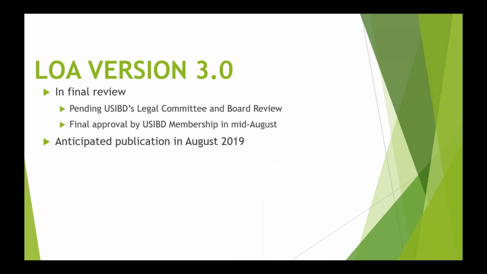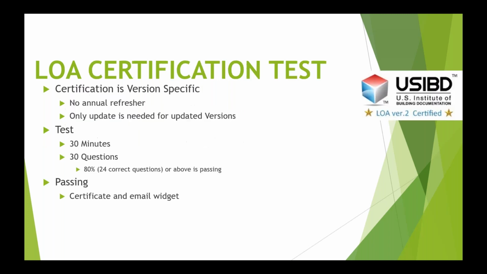So where are we at right now? The LOA version 2 is currently out there. There's an LOA version 3. It's in final review. It's pending our legal committee and board review. Once that's done, all of our LOA documents actually go through a final ratification approval from our USIBD membership. Our goal is for that to occur in mid-August, and we anticipate publication mid to late August.